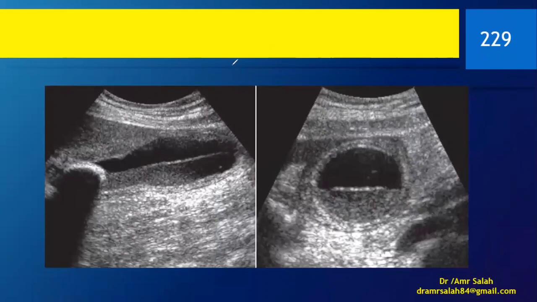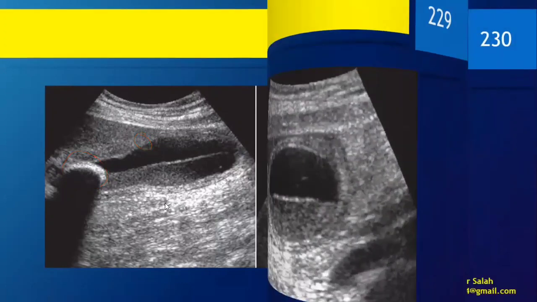Okay. What about this? This patient has, I will tell you, history of acute pain. What would you suggest? The presence of stone with acute pain and this mud or pus and the thick wall and this fluid around it, all of this is acute calcular cholecystitis. Make the diagnosis complete. Acute calcular cholecystitis.